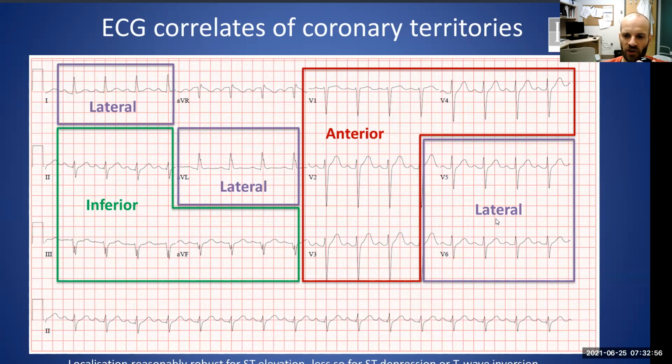And also in our chest leads, V5 and V6 are all pointing to the lateral aspect, the side of the heart. On the other hand, ECG leads pointing at the front, our chest leads V1 to V4, are all anterior leads. So these are the sorts of patterns that abnormalities of the heart caused by a blockage of a coronary artery might affect.